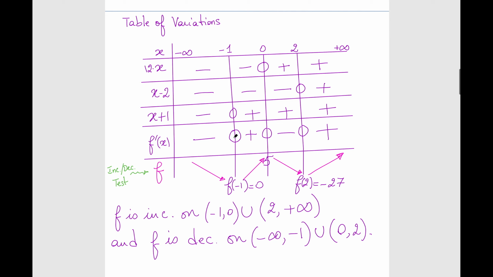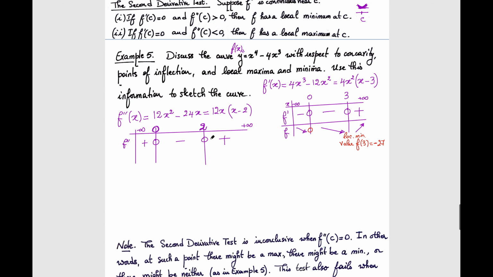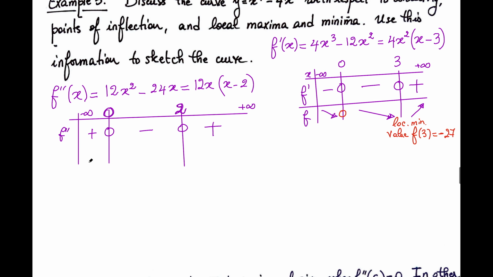So f double prime is the last row. You take the factors here, see the variations of each factor, and deduce the variations of f double prime. At the end of the day, you get this as the last row for f double prime. And what information can you get for f? The concavity test tells you that since f double prime is positive, f is concave upward. Let's use acronyms: CU for concave upward. f double prime being negative, the graph is going to concave downward. And f double prime being positive, the graph is concave upward.